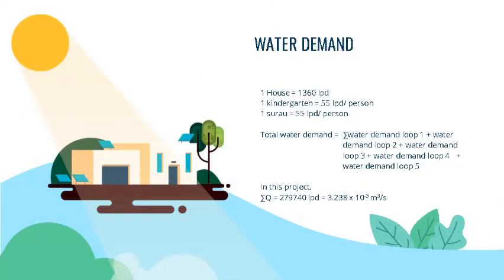First, we need to calculate the water demand. Roughly, for one house is 1,360 liters per day. For one kindergarten is 55 liters per day per person. One surau is 55 liters per day per person. So the total water demand is the sum of the water demand for all the 5 loops.